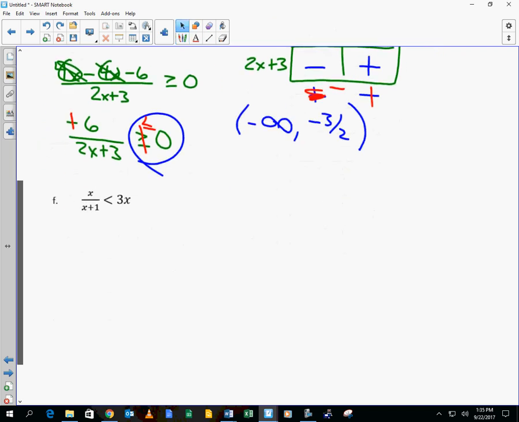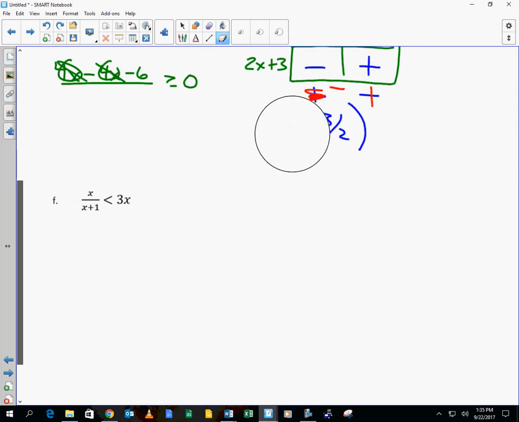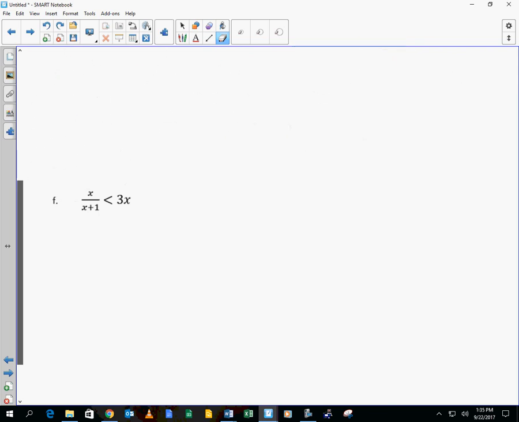Okay, last one. I know that this is challenging, which is why you will practice all weekend. What's that? Yes, I will pause.